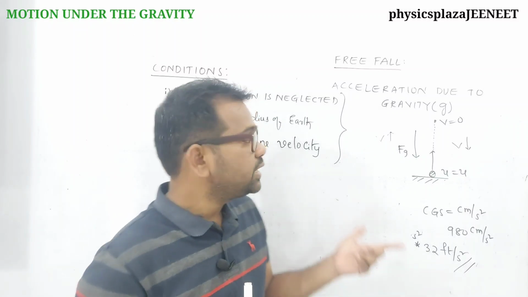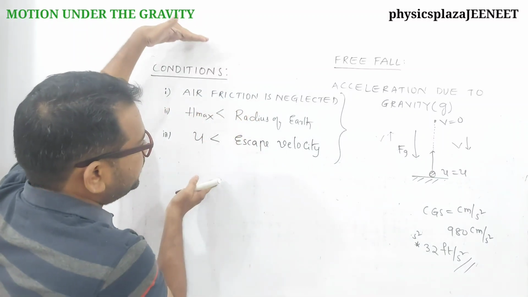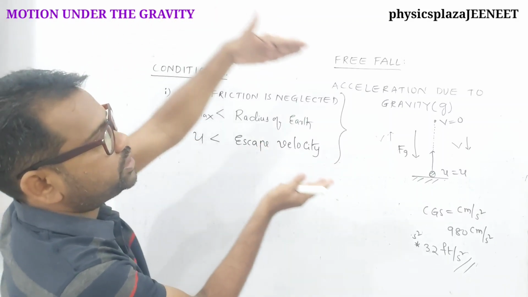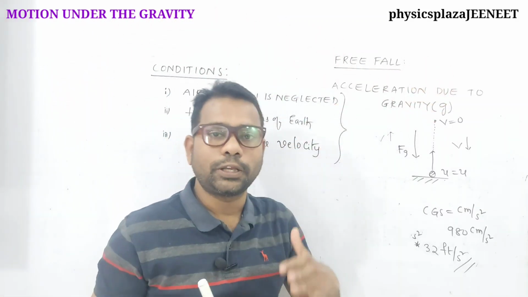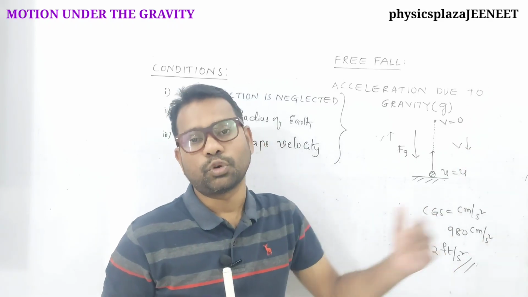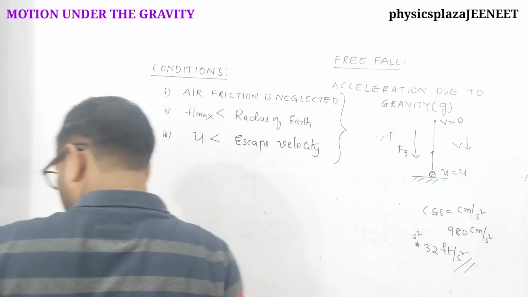Am I clear with this? Just note down. When we consider these 3 conditions only, our g is going to be constant. Then only our discussion is going to be valid for equations of motion. That's it. Okay, fine. Copy it.